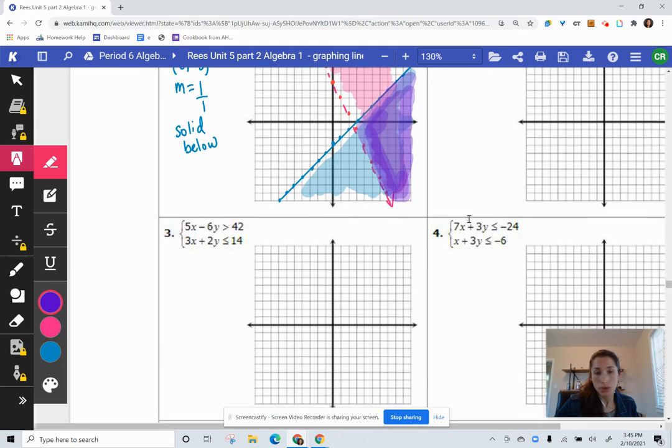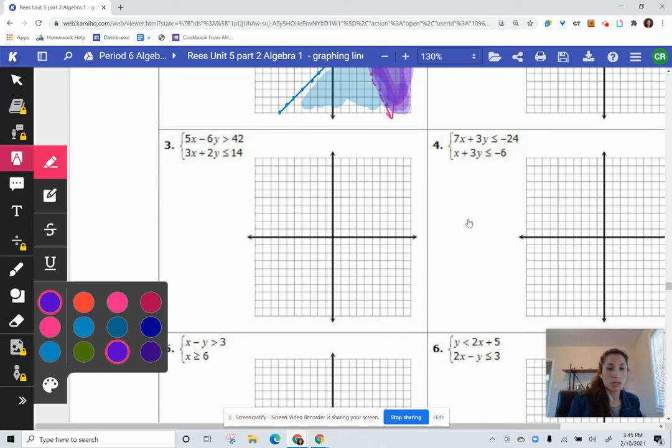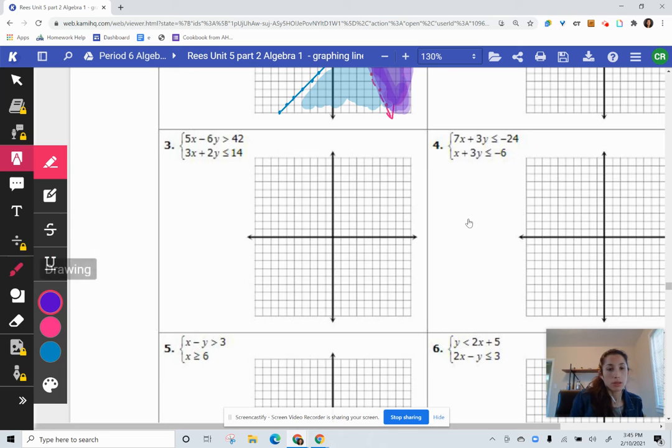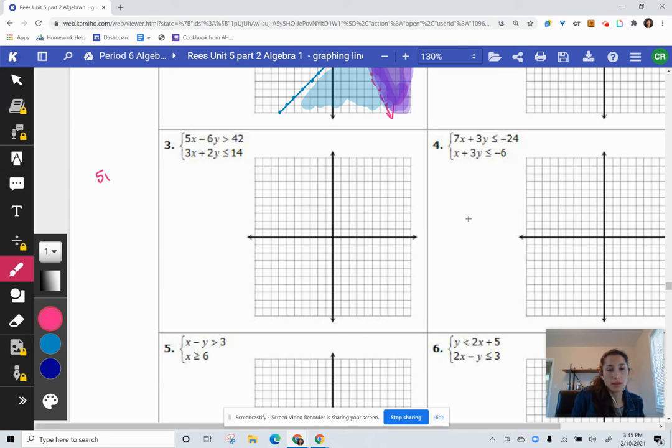Now, starting on question 3, I need to see your work for converting these into slope-intercept form. So we've got 5x minus 6y is greater than 42. So we need to write this in y equals mx plus b format. We could subtract 5x on both sides, and that would leave us with -6y is greater than -5x plus 42. I would divide by -6 on all of the terms here. Now because we're dividing by a negative, remember our inequality flips.